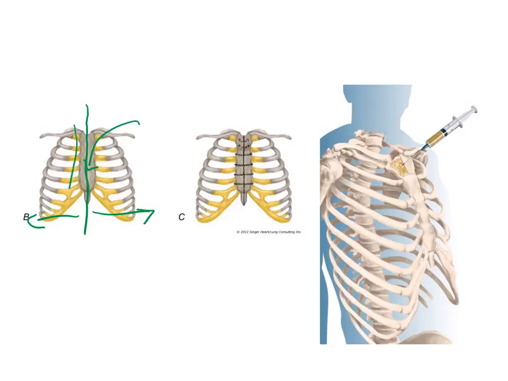Notice that the cut is not made through the costal cartilages, shown here in yellow. This is because costal cartilages are made up of hyaline cartilage, which is very hard to repair. Bone is much better at repairing than hyaline cartilage.